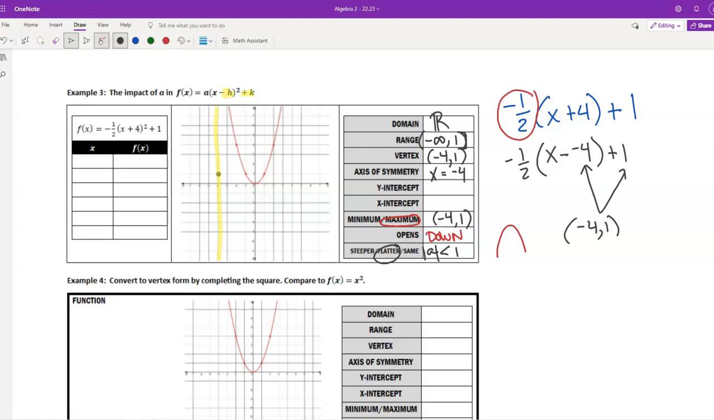Now, to complete the graph, I'm going to start with my vertex and make that my middle point, because I'm going to pick points on either side of it. So that's in my center, negative 4, 1. I'm going to pick negative 5 and negative 6, and negative 3 and negative 2, and plug those into the equation. Take a minute to plug those in and see what you get, and we'll jump back in together. Okay, here are the values that you should have gotten.